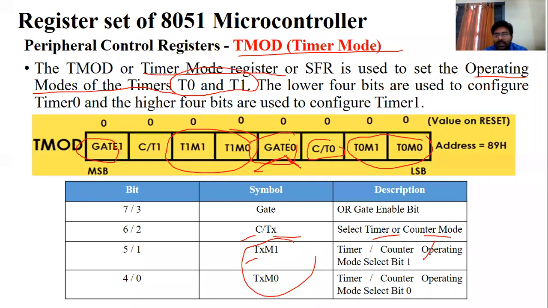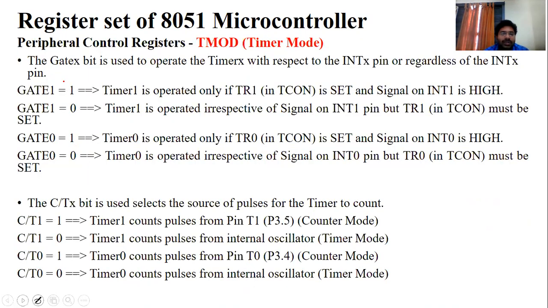So 2 gates are available, which means 4 combinations, since the gate pin is either 0 or 1. Two pins mean 4 combinations. If gate 1 is 1, this is gate 1, and timer 1 is operated only if TR1 is set, meaning the interrupt is high.